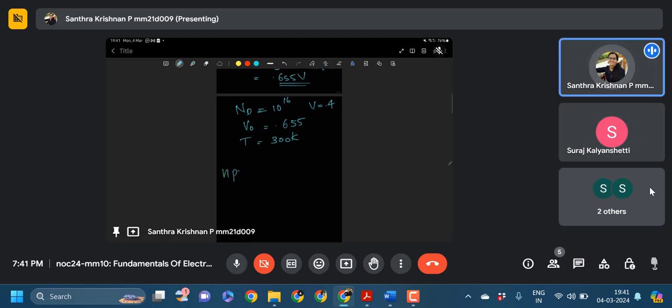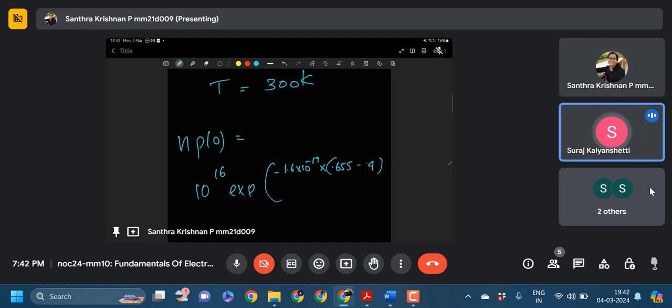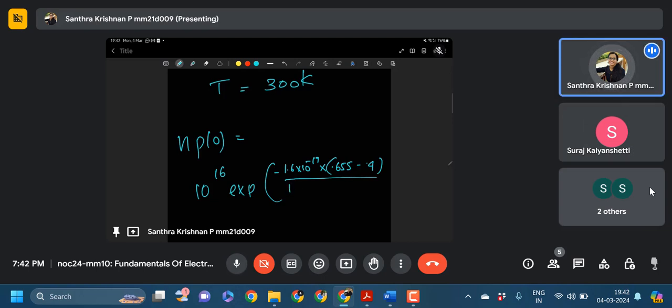So is this how your substitution looks? 10 power 16, then exponential of minus 1.6 into 10 power minus 19 into (0.655 minus 0.4), by 1.38 into 10 power minus 23 into 300.